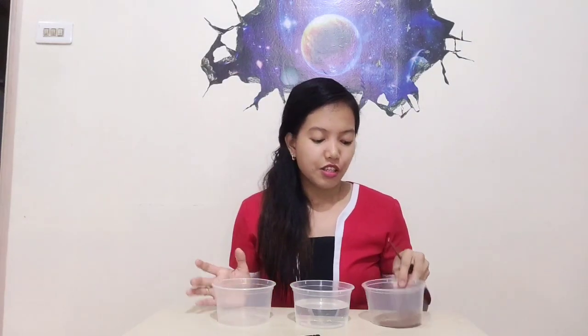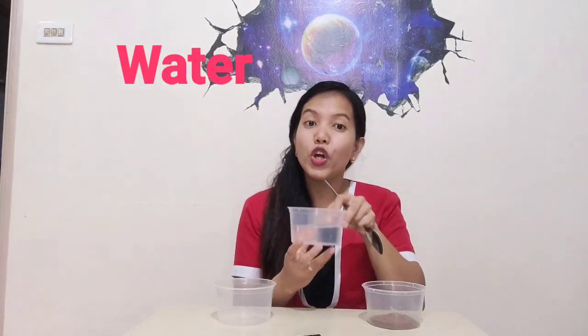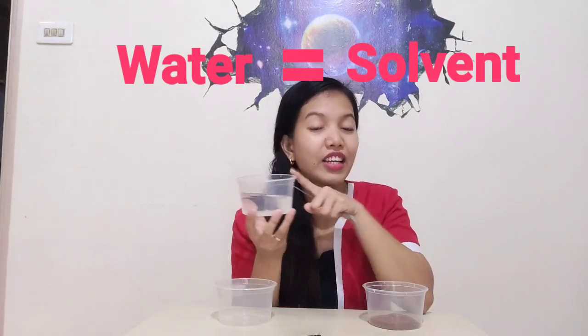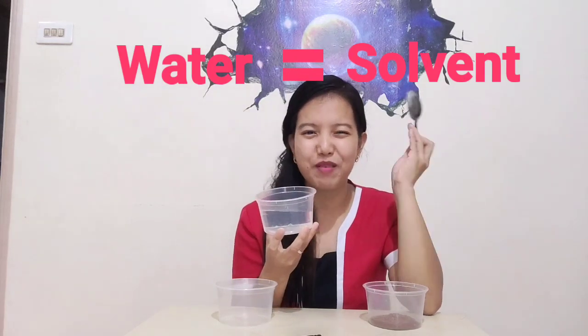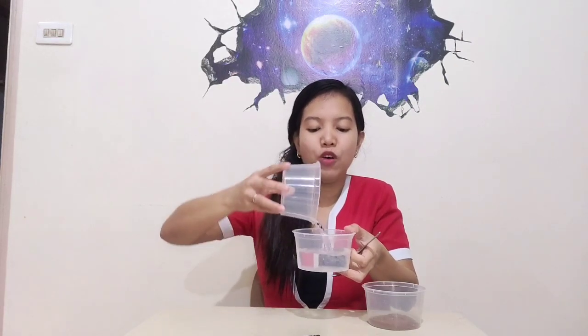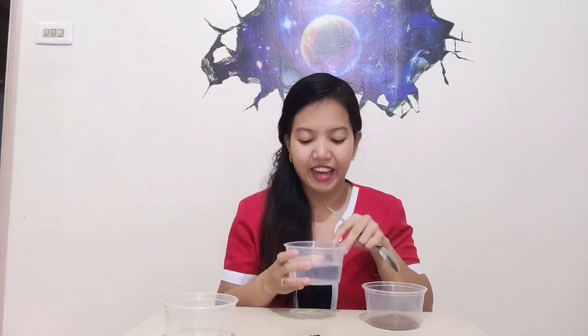First, let us identify where the solute is and where the solvent is. The water here is what we call the solvent. The water inside this container is the solvent. I am also using a tablespoon. I am going to pour the water into this empty container like this. So there is the solvent now.